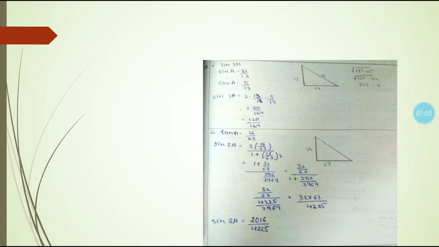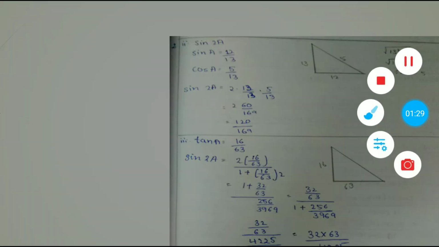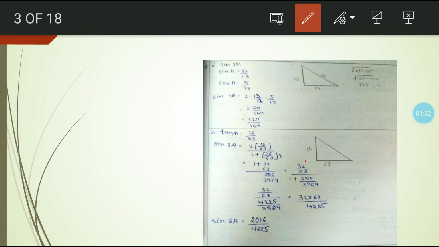Find the value of sine 2A when sine A is equal to 12 by 13. Then cos A is equal to 5 by 13. As you see, in the first main, cos A is equal to 3 by 5. That is easy. So that's why we'll discuss the second one.